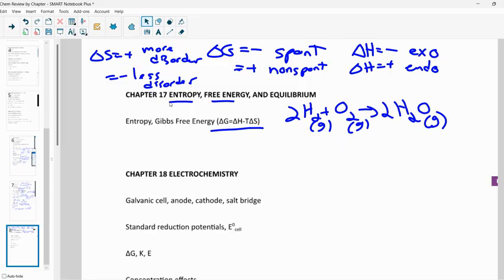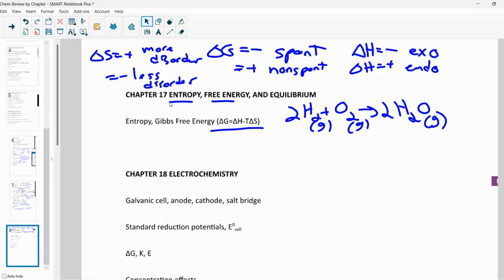Could we tell just by looking at an equation if it's endothermic or exothermic? We're not great at that. There is one example, though, that we know is exothermic. What's that? Combustion reactions, right? A combustion reaction, a fuel plus oxygen yields carbon dioxide and water vapor. That's going to be exothermic.